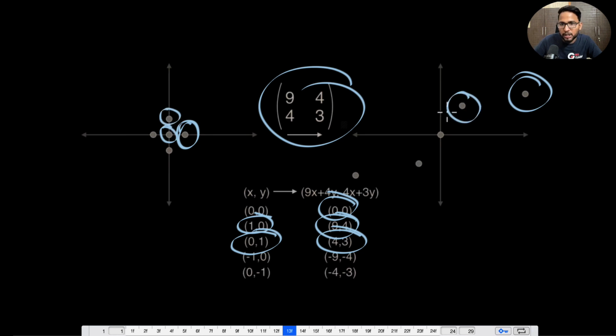Then you get 4 3. If I multiply minus 1 0, the x value minus 1 by the y value 0, then you get minus 9 minus 4. I think this one, something like this.